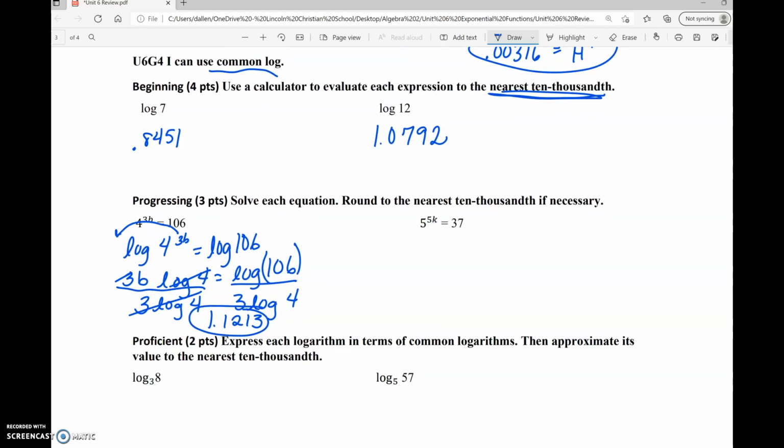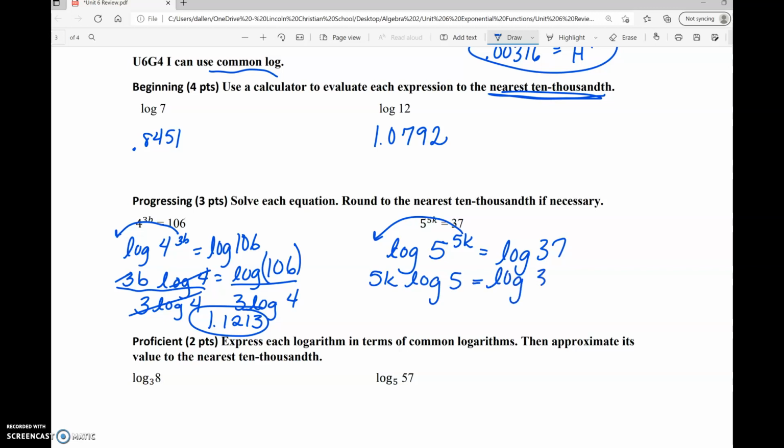And I would try these because if you know how to enter it into the calculator, that will help you on the test. And then here, same thing. I'm going to take the log of both sides, so I can figure this out. Then I'm going to put the 5k out front, because powers can go in the front, or we can take front numbers to powers. And then I'm going to divide by 5 log 5, and that should give me k.